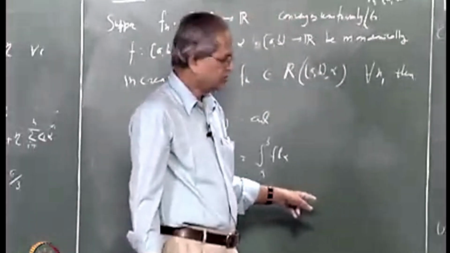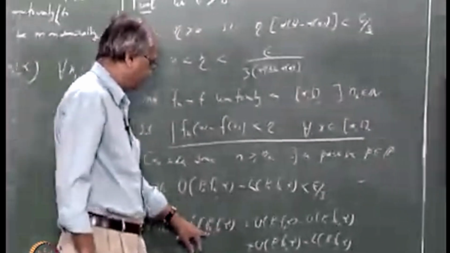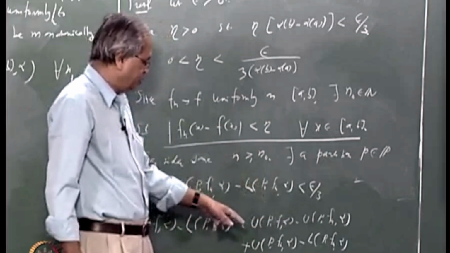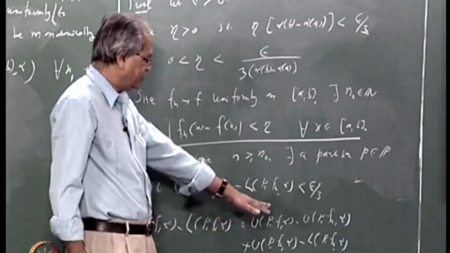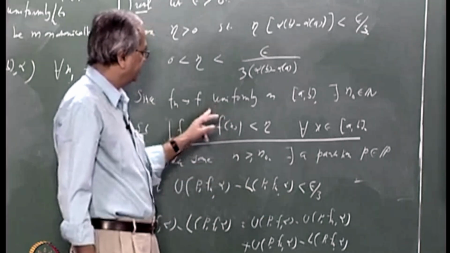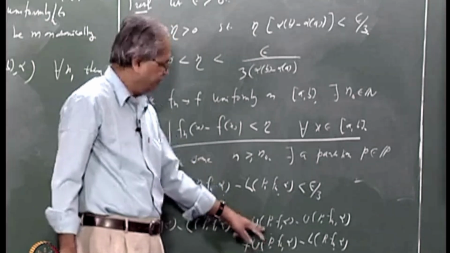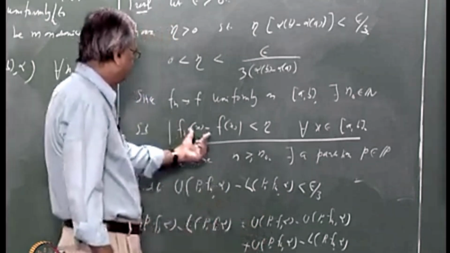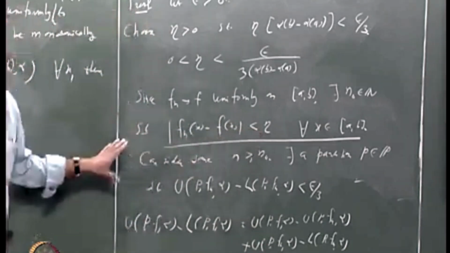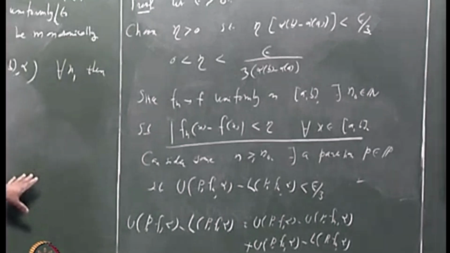Again recall, what is the idea here? We are writing this U(P, f, alpha) minus L(P, f, alpha) as the sum of these three quantities. For large n, U(P, f_n, alpha) minus L(P, f_n, alpha) can be made less than epsilon by 3, because f_n is integrable, and when n is large, the difference between |f_n(x) minus f(x)| can be made arbitrarily small, and that is why the difference between the corresponding lower sums and upper sums can be made arbitrarily small. That is the idea.